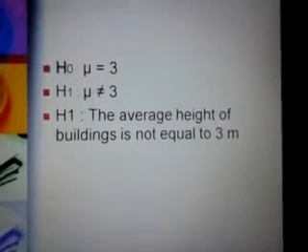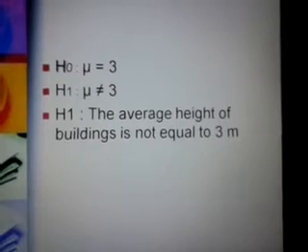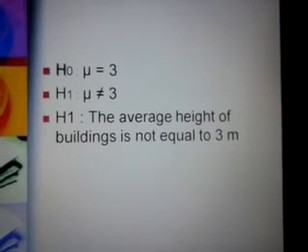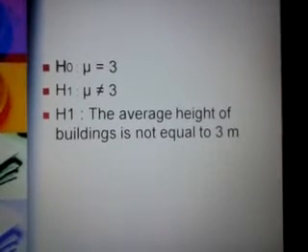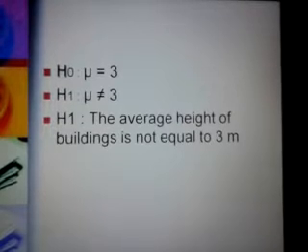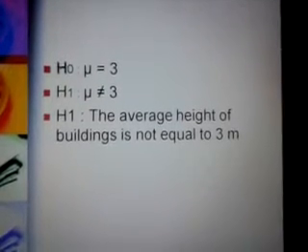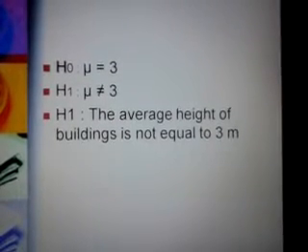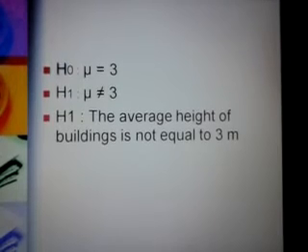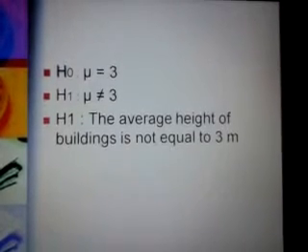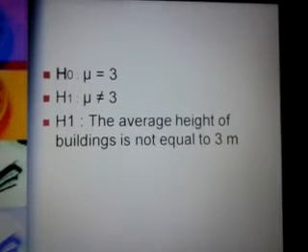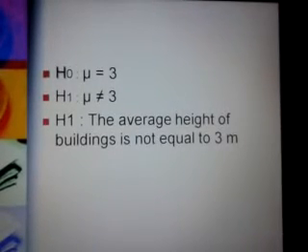Here is another example of how we write the null hypothesis and alternative hypothesis. This is not about two subgroups, this is about one group and its assumption. We have assumed that the average height of buildings in an area is equal to 3 meter. So the null hypothesis: mean is equal to 3, and the alternative hypothesis: mean is not equal to 3. This sign mu is used for mean.